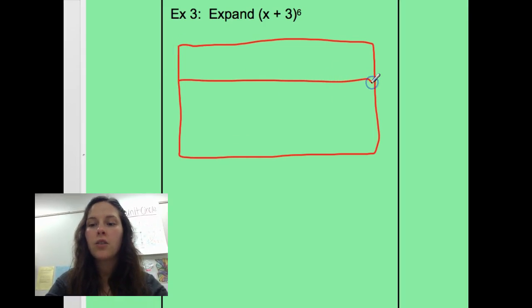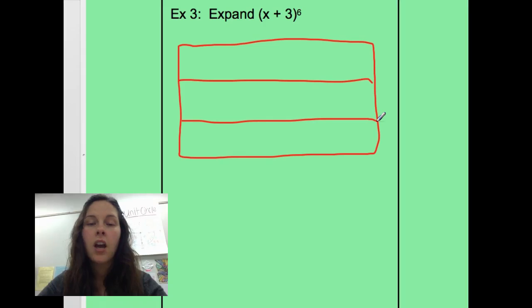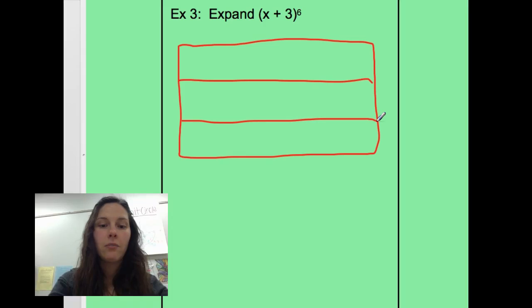So what I do is I like to organize my work in a box, and you will always have 3 rows. 1 for the coefficient, and those come from Pascal's triangle. 1 row from the first term, so that's going to be our x row, and the last row for the last term, so that'll be our 3. You need 1 more column than the power. So remember, Pascal's triangle starts counting at 0, so there's actually 7 terms in row 6. So we need 7 boxes, and I didn't give myself a whole lot of room here.